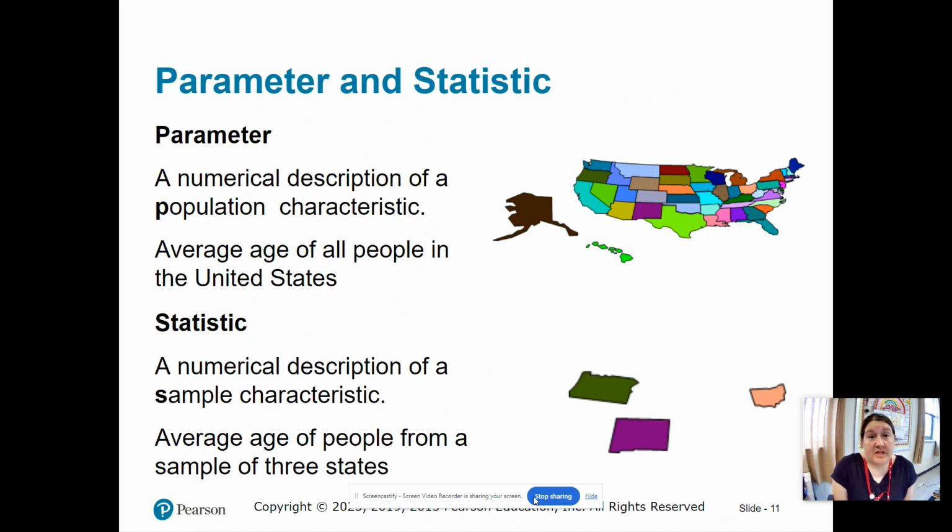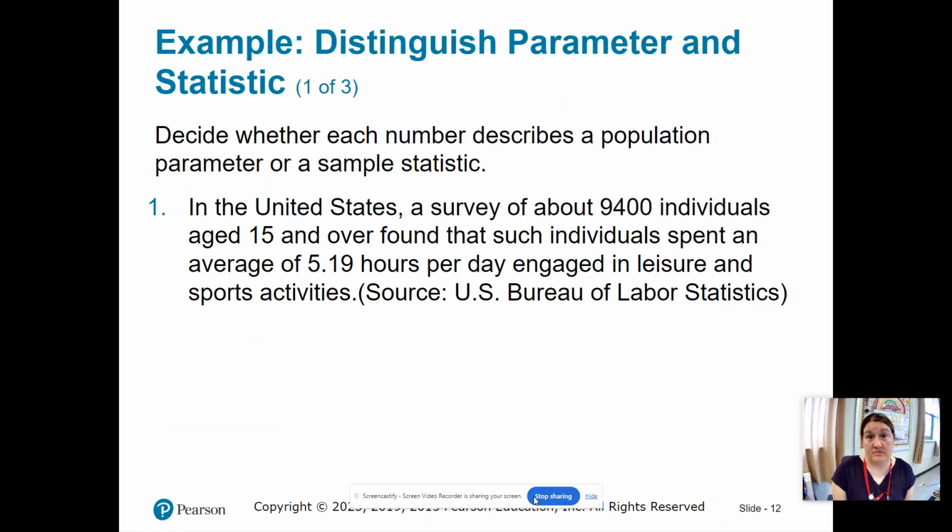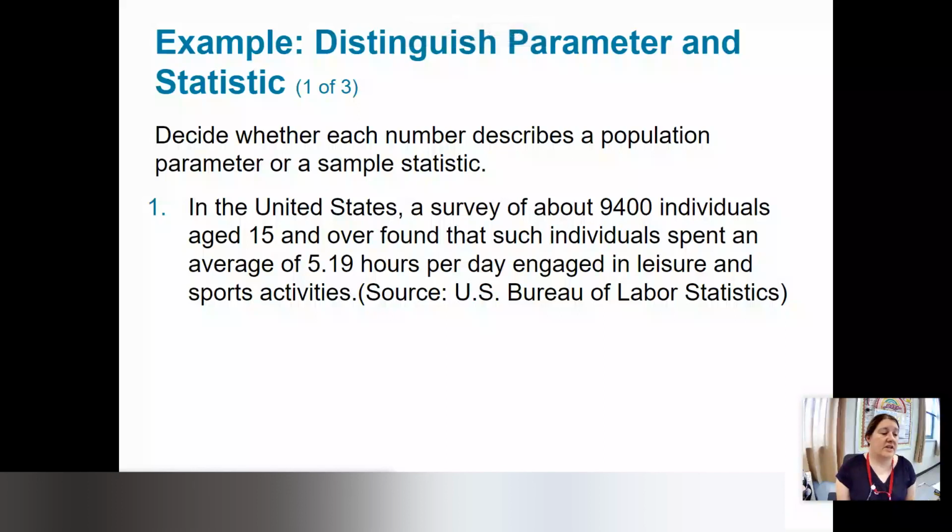Parameter deals with a population. A statistic deals with a sample. So let's decide whether each number describes a population parameter or a sample statistic. In the United States, a survey of about 9,400 individuals aged 15 and over found that such individuals spent an average of 5 and 1900ths hour per day engaged in leisure and sports activities.